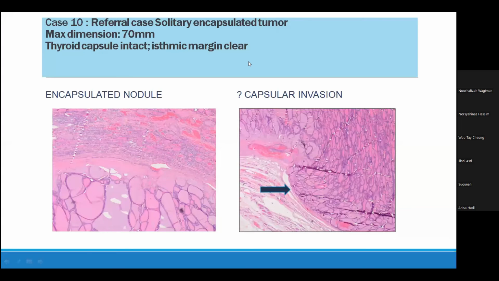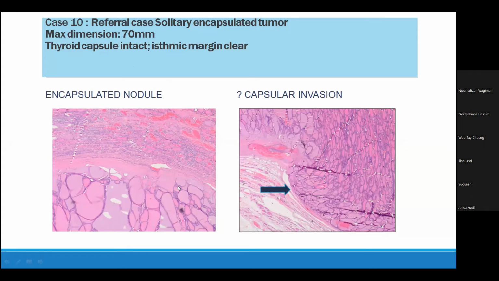Okay, case 10, this was a referral case from one of our neighboring hospitals. And then this was a tumor, solitary nodule, thyroid capsule intact, margin clear. Okay, this was the nodule. You can see this is the lesion. This is outside. It is compressed.